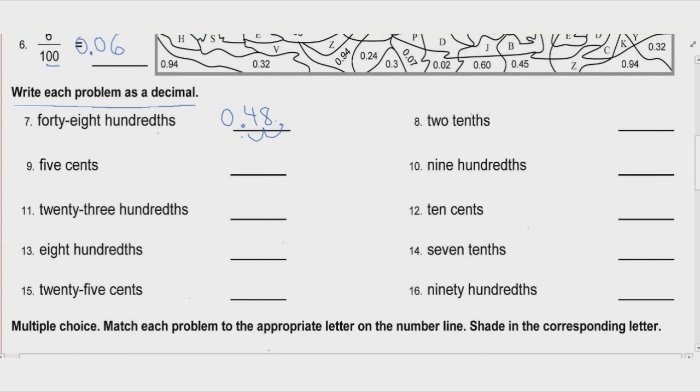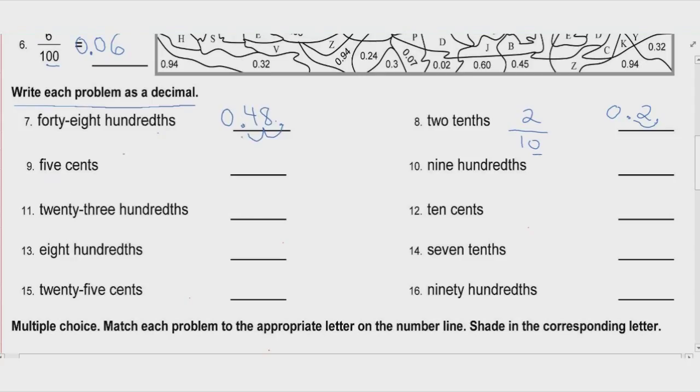All right, welcome back. We're looking at problem 8. 8 says 2/10, or 2 over 10. Again, put the 2. Decimal's not in sight, so it's on the right. We have 1 0, so we just move it over one space right over there, and we get 0.2.